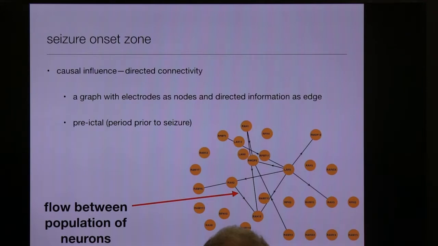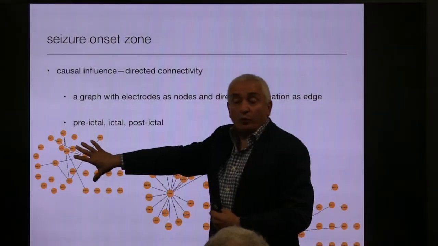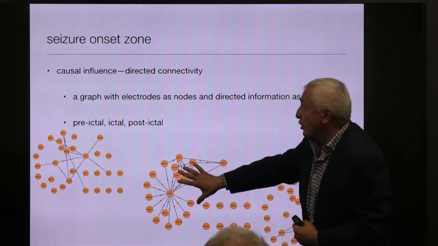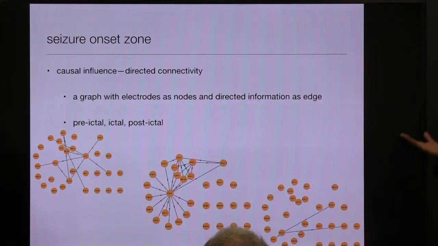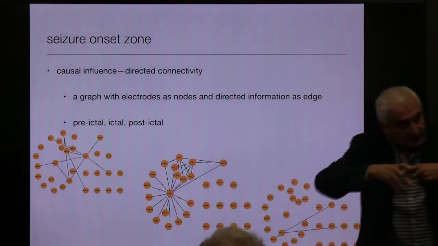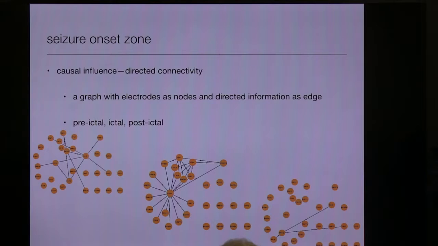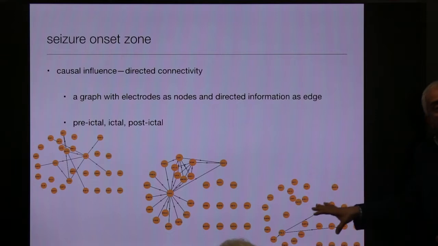Now, you could look at the dynamics of this graph when you think about the area right before a seizure, the area during seizure, and the area after seizure. This is what we have. These are, again, directed information. The edges are directed. It's interesting that you think, okay, maybe this node is active and influencing a lot of other nodes. And you can see here that there is very little information flow after the seizure.